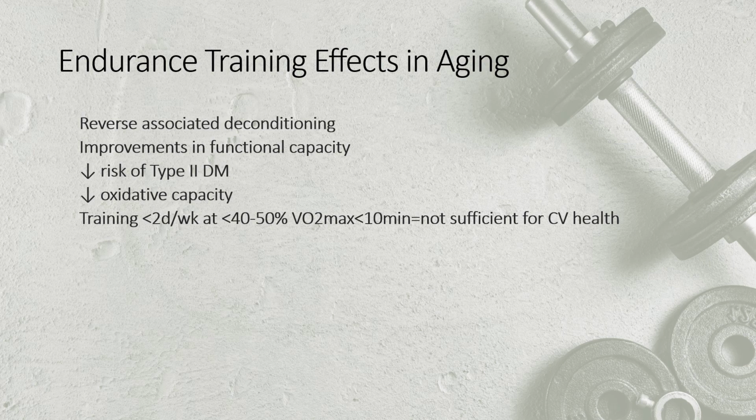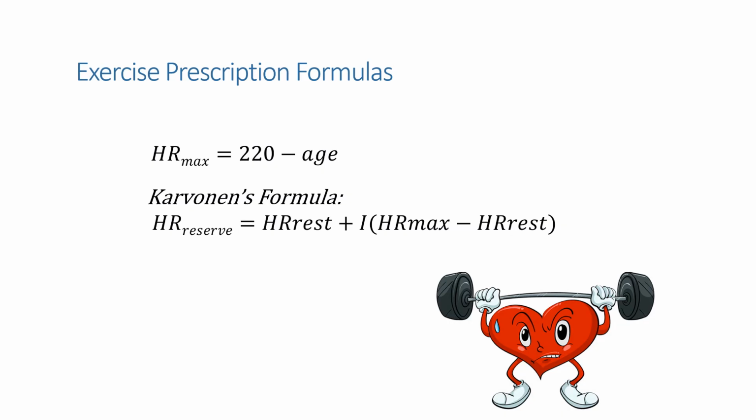Aerobic exercise enhances functional capacity and reduces the risk of developing type 2 diabetes in older adults. However, aerobic endurance training must meet certain criteria, including frequency, intensity, and duration, to effectively develop and maintain cardiovascular fitness in healthy adults. Here you can see exercise prescription formulas.